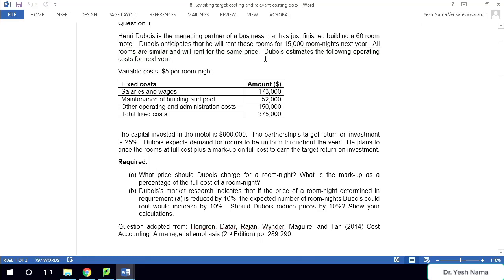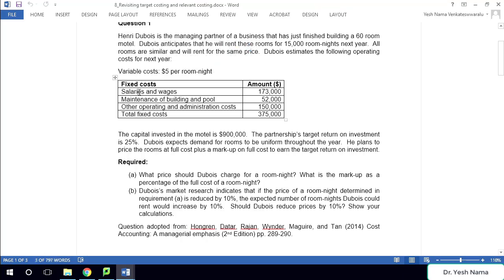Henry estimates the following operating costs for the next year. Variable costs are $5 per room night. Variable costs could be things like soap, shampoo, all the basic amenities and supplies which are given in a hotel room. And then we have fixed costs. So variable costs are very minimal, $5 per room night.